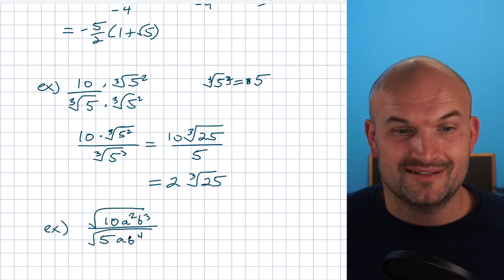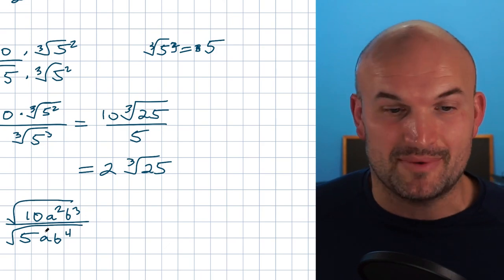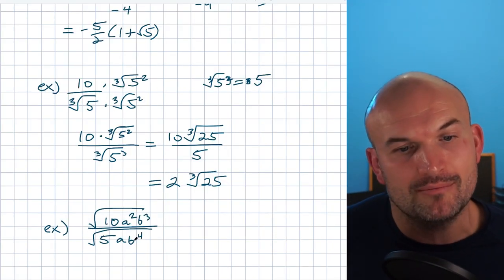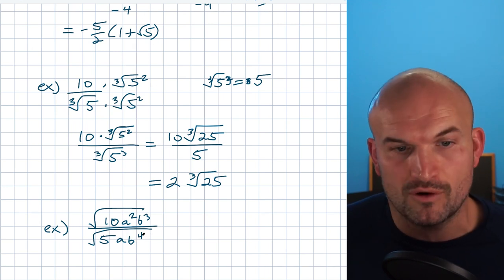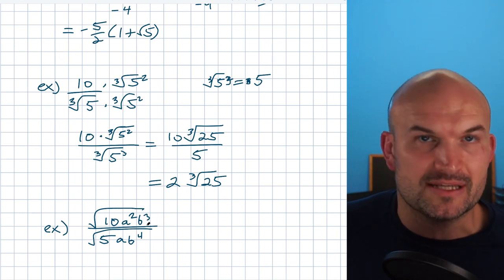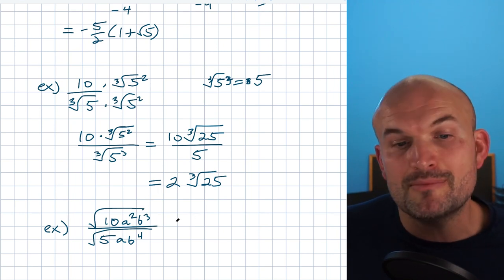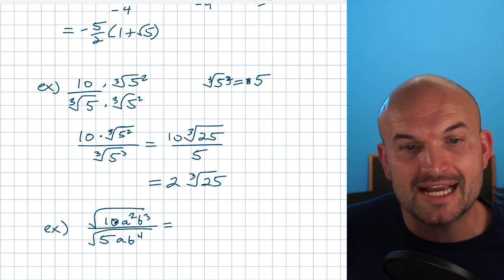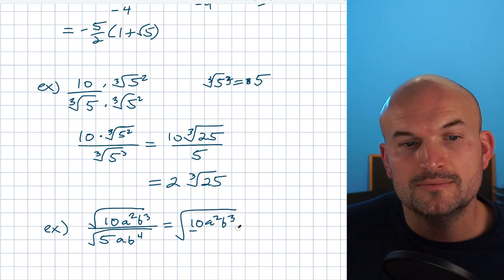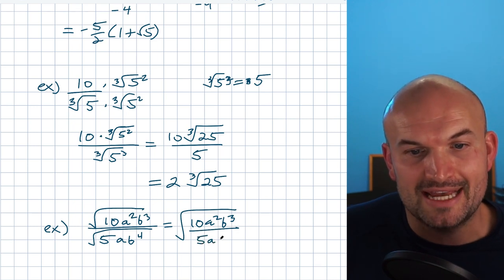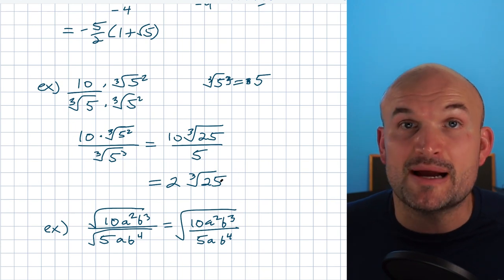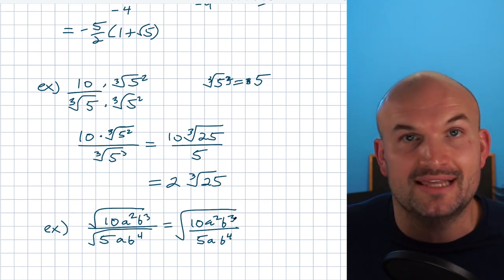Now, what if we have a problem like this? Do we really have to go ahead and rationalize the denominator with each and every one of these terms? It kind of seems like a lot, doesn't it? Now, you might say, well, I could probably simplify the b to the fourth, and I could simplify up here the a squared, but still, it kind of seems like a lot. You're going to have to simplify it and then rationalize the denominator. So just remember, go back to your rules. I can rewrite this as 10a squared b cubed all over 5a b to the fourth. The reason why this is so important is because now I can use my rules of exponents to simplify this expression.